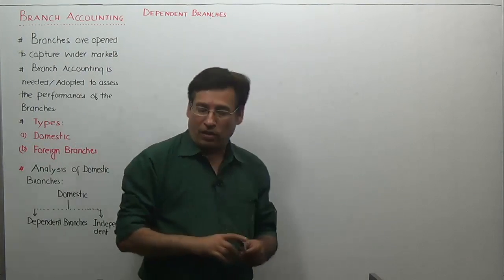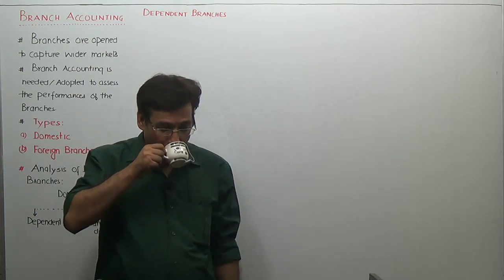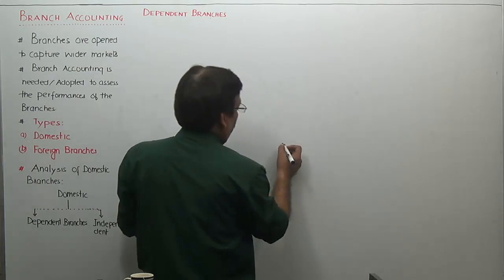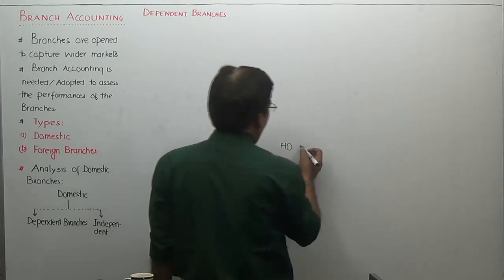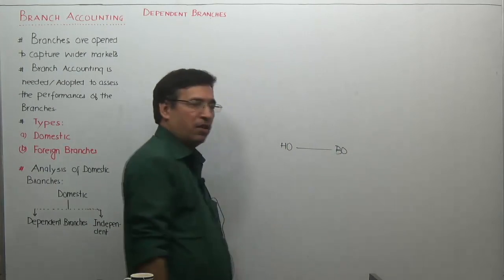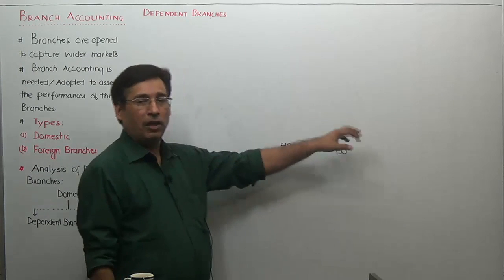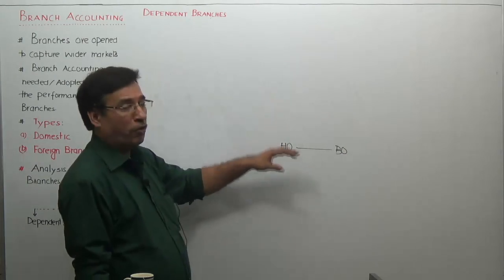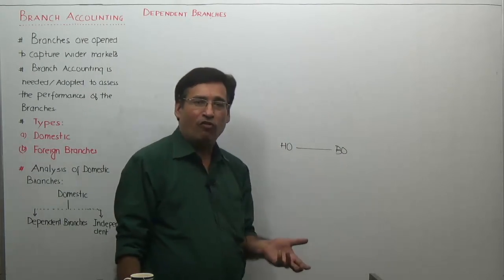The name itself is suggesting what we mean by dependent branches. So dependent branches are those branches which are completely dependent upon head office, no doubt about that. The name itself is suggesting it, isn't it? Dependent branches means the branch is completely and comprehensively dependent upon head office. But the question is what we mean by that. Complete dependence, what does it signify?